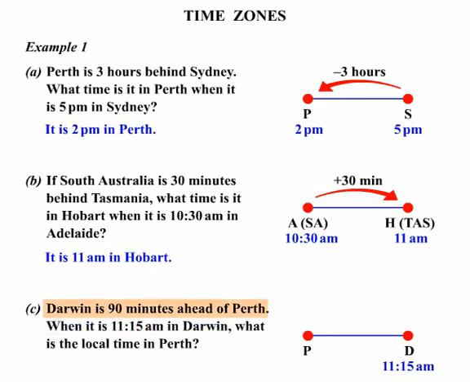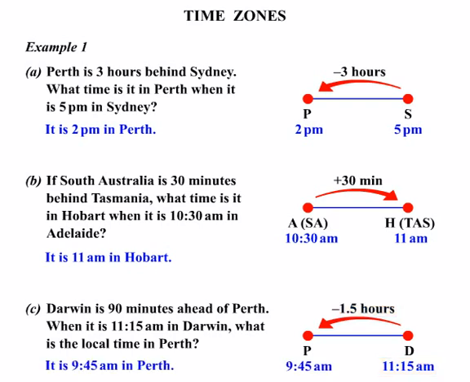Now Darwin is 90 minutes or 1.5 hours ahead of Perth. So to get from Darwin to Perth, we're going west. So we're going to take away that 1.5 hours. Careful with this one, 11:15 a.m. minus 1.5 hours. That brings us back to 9:45 a.m. in Perth time. Well, let's try a second example now.